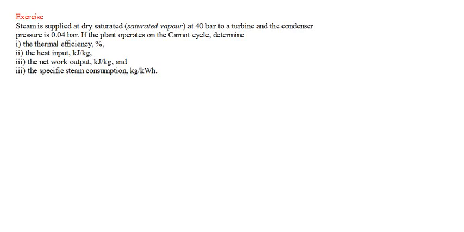At 40 bar to a turbine, and the condenser pressure is 0.04 bar. If the plant operates on the Carnot cycle, determine the thermal efficiency, the heat input, the net power output, and the specific steam consumption. So before we elaborate on the equations needed to solve for number 1 up to number 4, sorry guys, this should be number 4, not number 3. Typo. So let me correct that. So this is number 4.